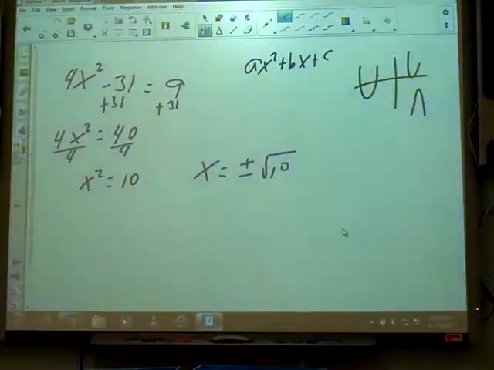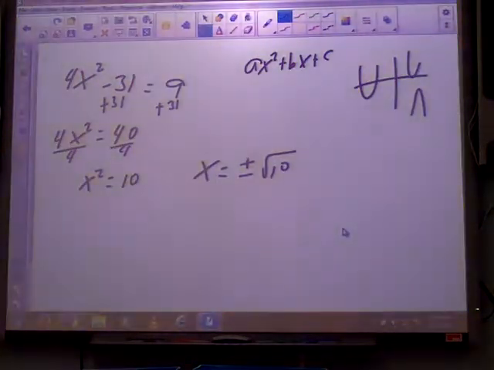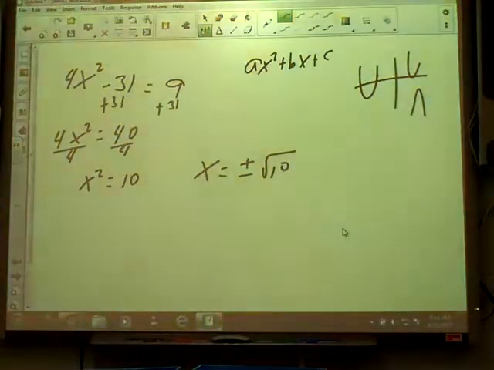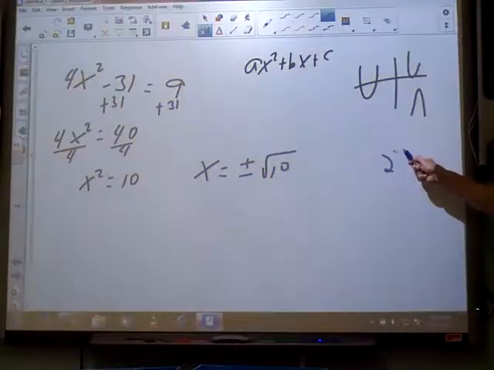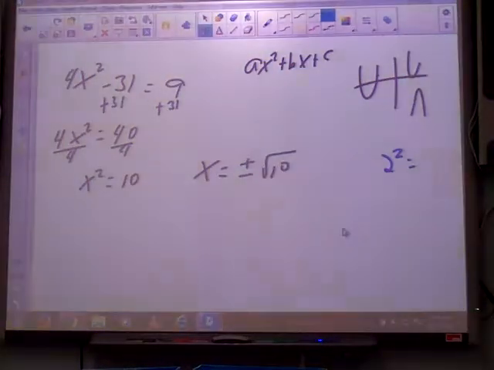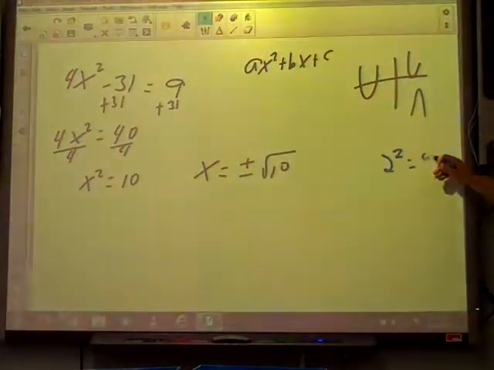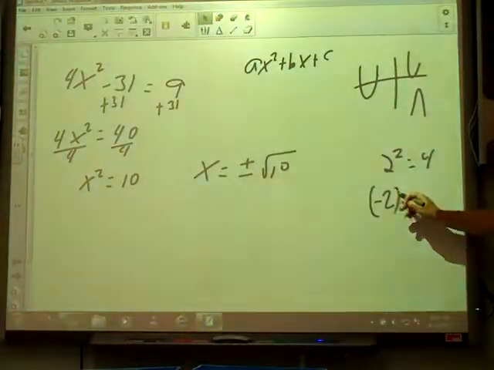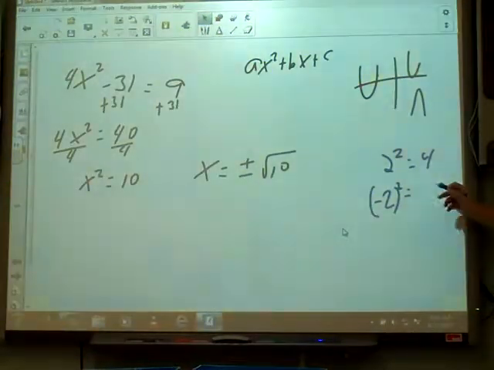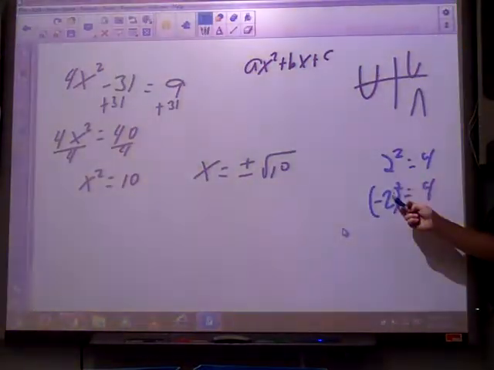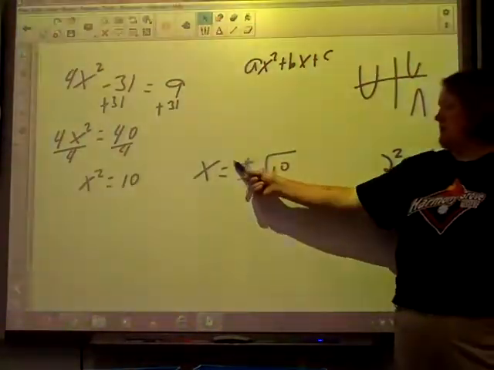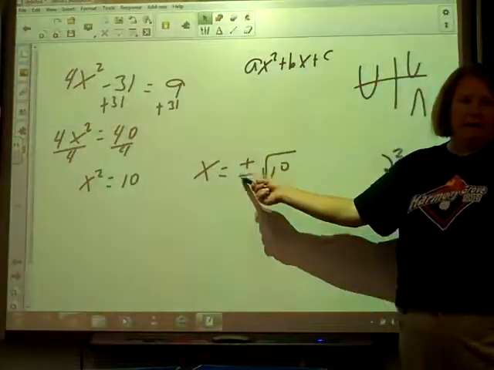We've got to remember some stuff about squares. This is just a side note, trying to help you figure out why I put a plus or minus there. What is 2 squared? 4. What is negative 2 squared? Same thing, 4. So when you square something, it could be positive or negative. So anytime we take the square root of something, we've got to use positive or negative.